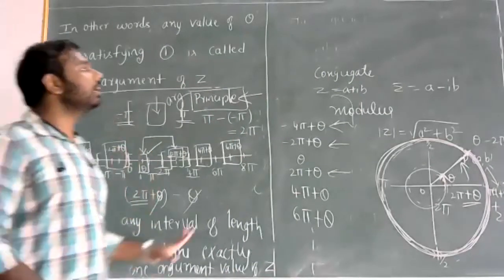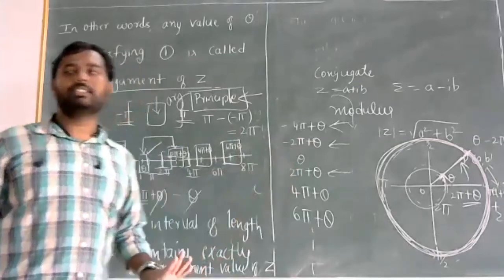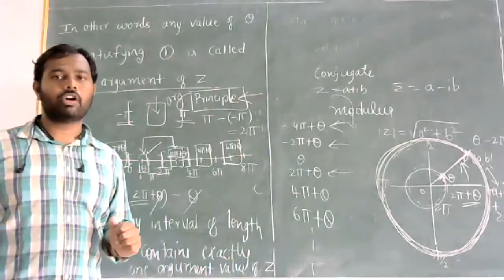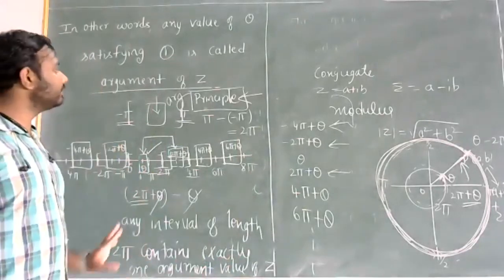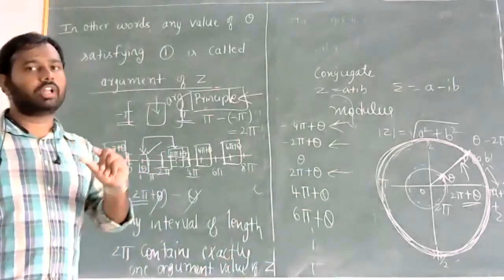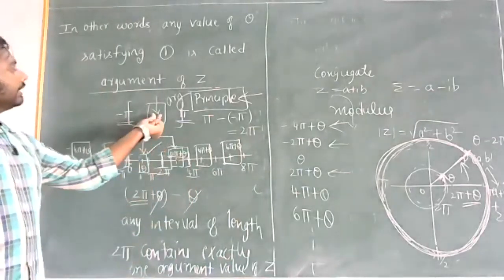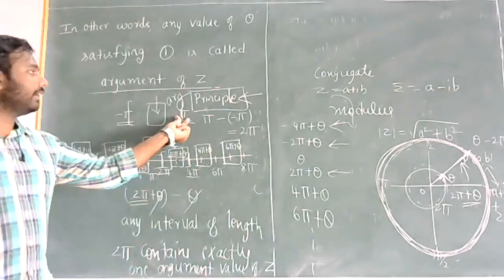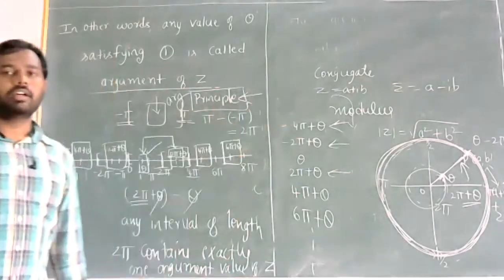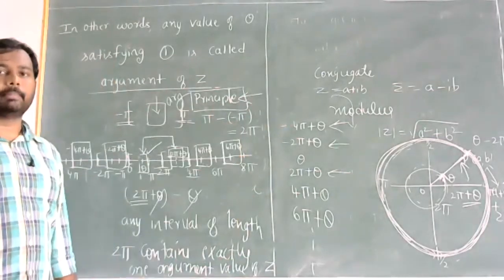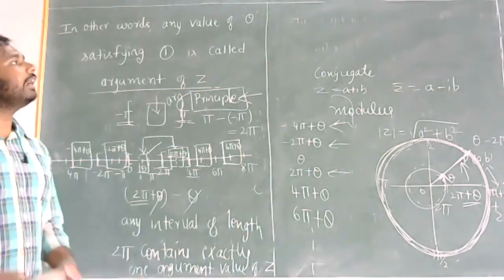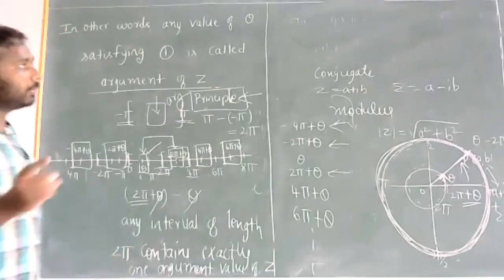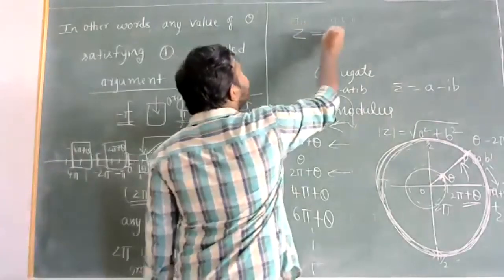In general, any non-zero complex number has infinitely many argument values. So we'll choose one among them, the argument value lying between minus pi and pi, and that is called the principal value of argument.